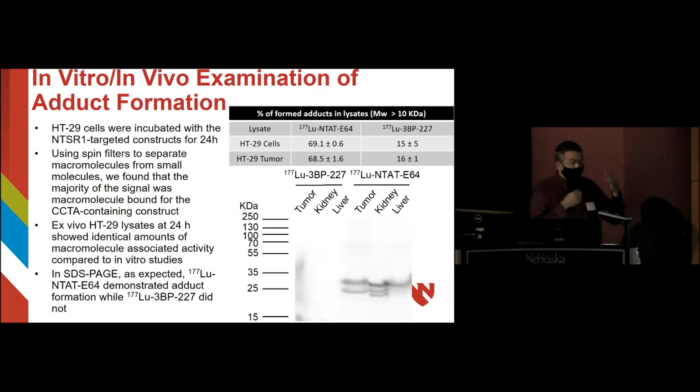So to demonstrate that we are in fact forming these adducts in vivo, we've done a number of techniques. I'm just going to talk about one. We did this SDS-PAGE analysis. So we took the tumor, the liver, and the kidney tissues from the mice. We were then able to form lysates of those and run an SDS-PAGE gel autoradiography. So what we see is we do see adduct formation in those tissues. Again, those are the tissues that took up our material, which demonstrates that we are forming these macromolecular adducts. However, if you look at 3BP, we don't see any of that adduct formation.